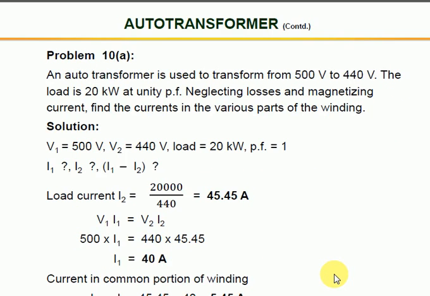Here we have a small numerical in which V1 is given as 500 volt, V2 is given as 440 volt, and a load of 20 kilowatt with power factor 1. We have to find I1, I2 and I1 minus I2.